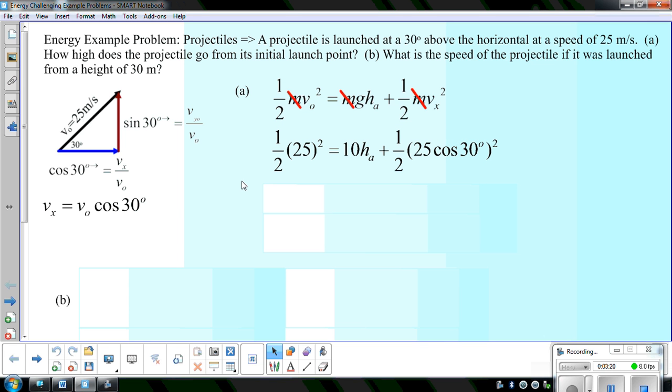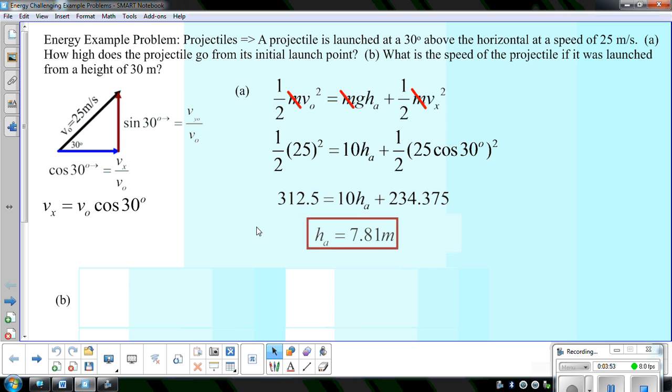So plugging in our numbers, we're at the initial velocity. Even though it was diagonal, I just punched in the 25 because energy is scalar. I have the x velocity we said over here is VO cosine 30. So 25 is the VO, so 25 cosine 30 is your x velocity. Don't forget to square it. And when you start plugging in your calculator, 1/2 25 squared is 312.5. The 1/2 25 cosine 30 squared is 234.375. Solve for h, and you get it goes 7.81 meters.